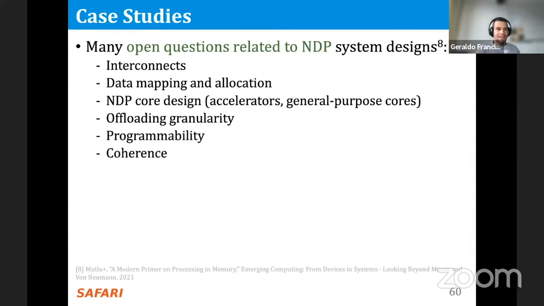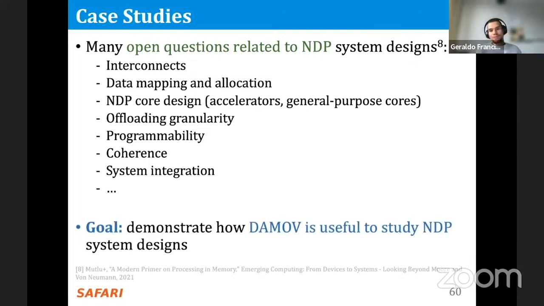to do coherence in the data processing system, in a mix of the data processing system and host system, how to apply system integration between a host and NDP system, and much more. So if you still want to do a PhD in processing-in-memory topics, just pick your favorite topic and go for it. There is still a bunch of open topics that we need to address. So our goal in these case studies is to illustrate how our benchmark suite is useful to study some of such open research questions in data processing development.